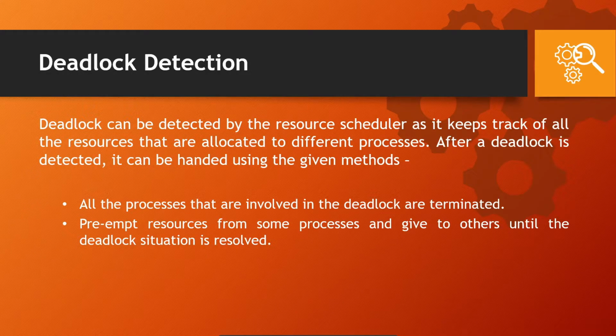Deadlock can be detected very easily by the resource scheduler, as it keeps track of all the resources that are allocated to different processes. After a deadlock is detected, it can be handled using the given methods. The first one is all the processes that are involved in the deadlock are terminated, which means the progress made by all those processes will also be lost. And the second one is preempt resources from some process and give to others until the deadlock situation is resolved.